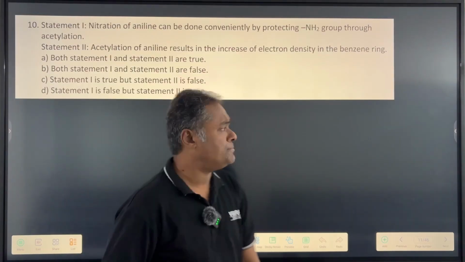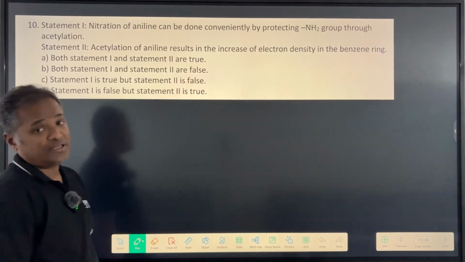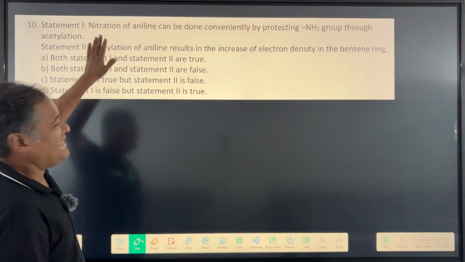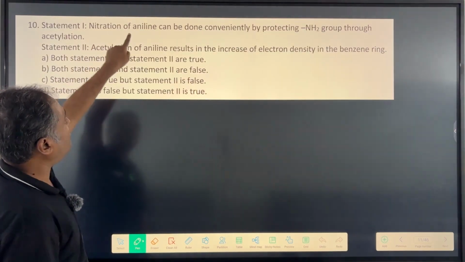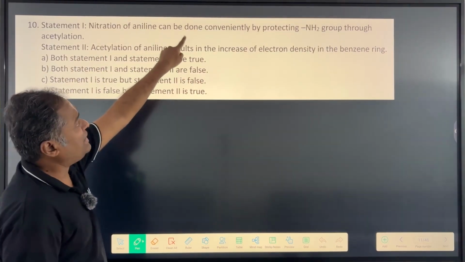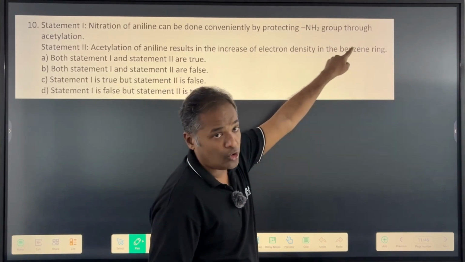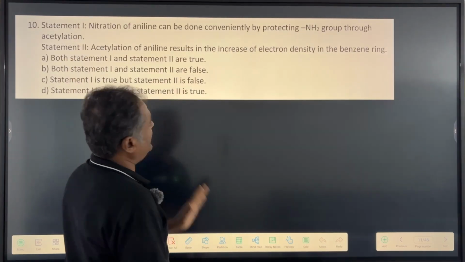What we have on the screen? Again, this is statement 1 and statement 2. Let's see what we have. First statement says that nitration of aniline can be done conveniently by protecting amino group through acetylation.